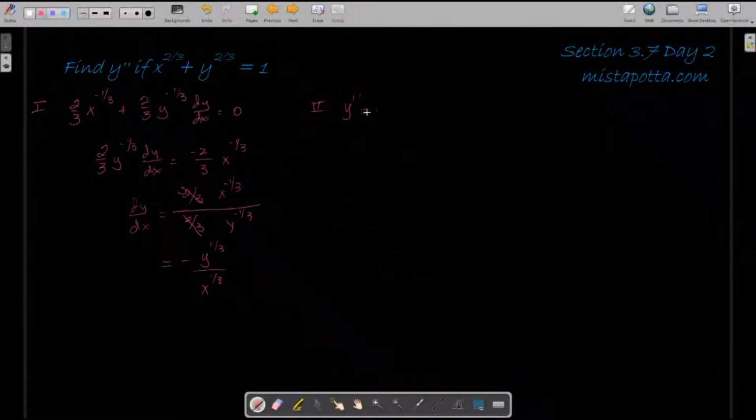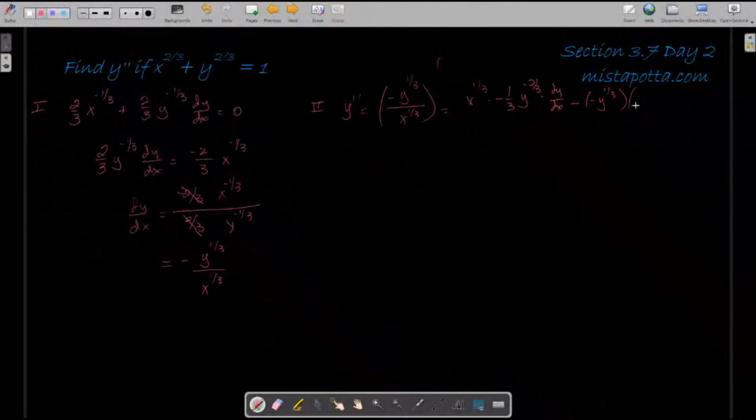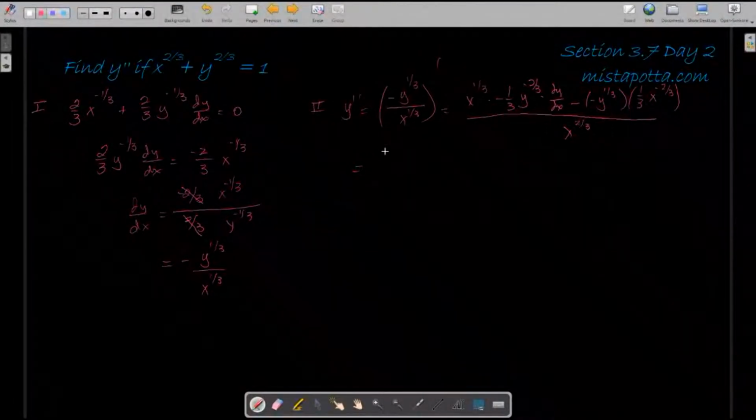So now my second step would be to take the derivative of that. So if I want to find y double prime, I've got to take the derivative of this negative y to the 1/3 divided by x to the 1/3. And I'm going to have to use the quotient rule. So I'm going to have my denominator times the derivative of my numerator. So this is going to be negative 1/3 y to the negative 2/3 dy/dx minus my numerator, which is negative y to the 1/3, times the derivative of the denominator, which would be 1/3 x to the negative 2/3, all divided by my denominator squared, which would be x to the 2/3.